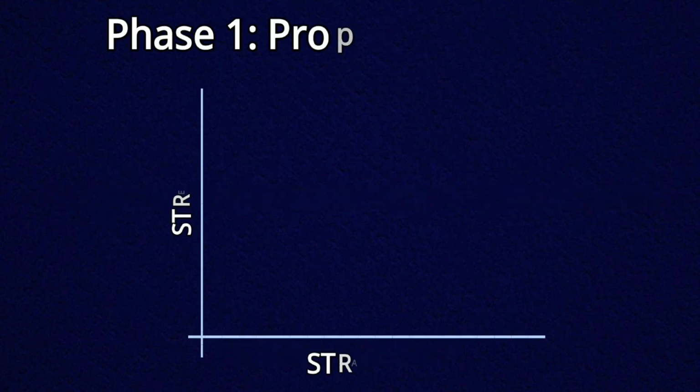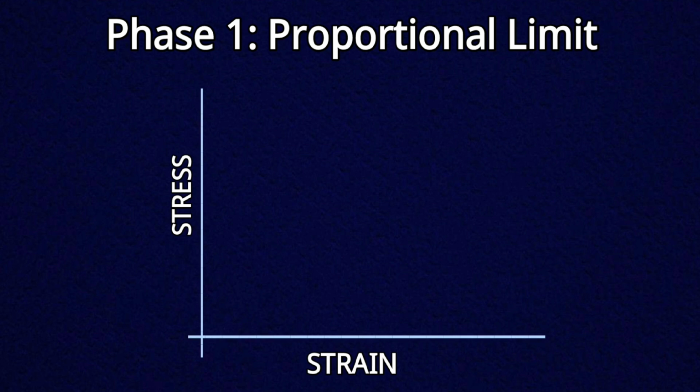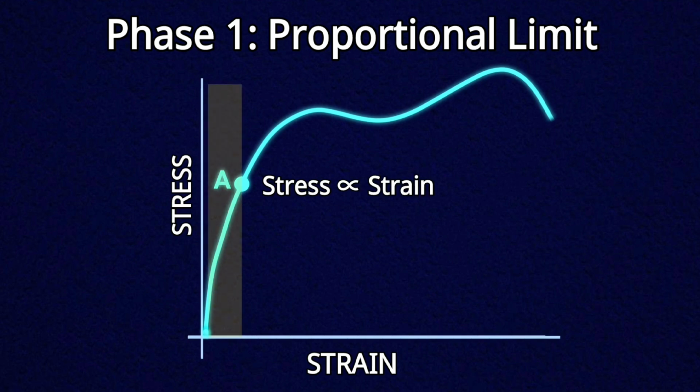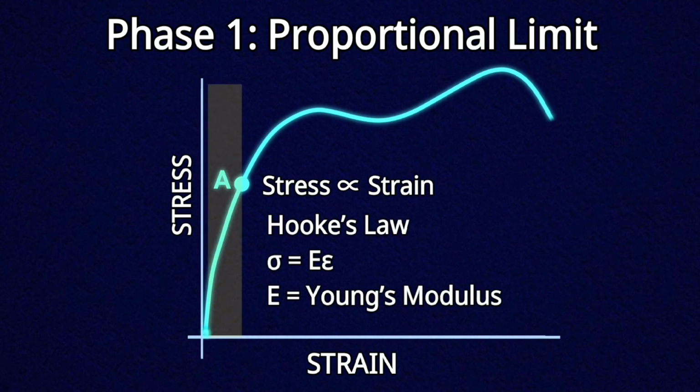Phase 1. Proportional limit. The first part of the curve is a straight line. This region is called the proportional limit. Here, stress is directly proportional to strain, meaning the material obeys Hooke's law, where E is the Young's modulus, a constant that measures the material's stiffness. If you remove the load in this region, the material will return to its original shape. This is known as elastic deformation.